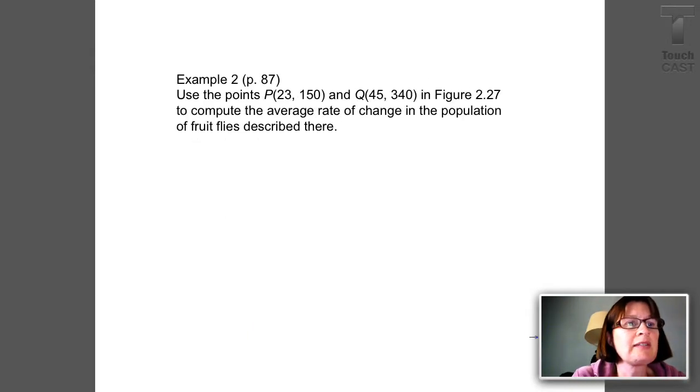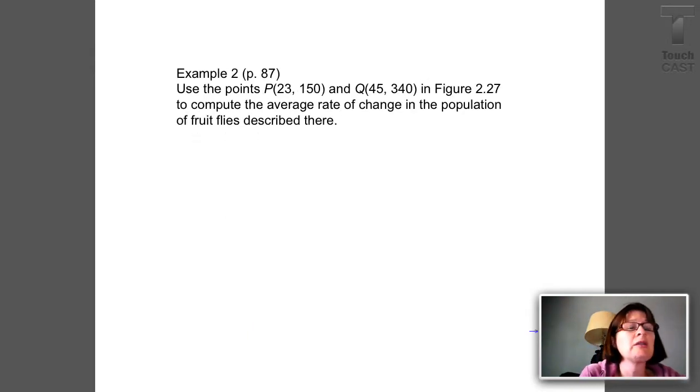The next example is example 2. It's right there from the same page. One of the powers of average rate of change is it's not just the same as calculating slope given 2 points on a curve, but we can start to understand what the units mean in this case. So use points 23, 150 and 45, 340 from this figure. Check out the figure in your textbook, page 87, to compute the average rate of change in the population of fruit flies that they describe there in that problem.